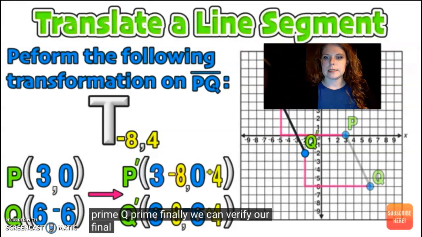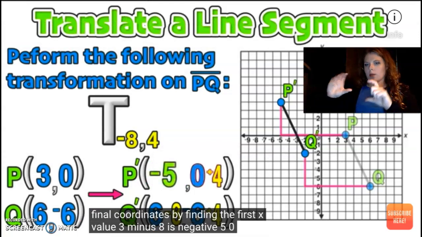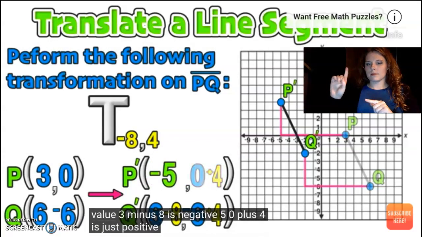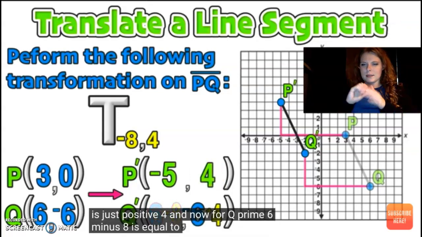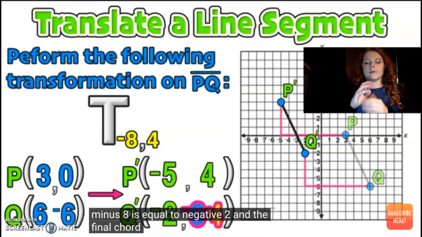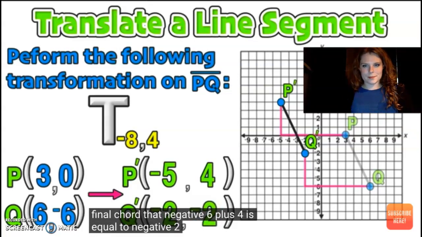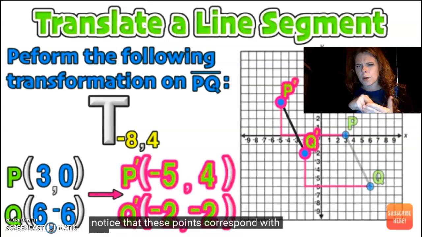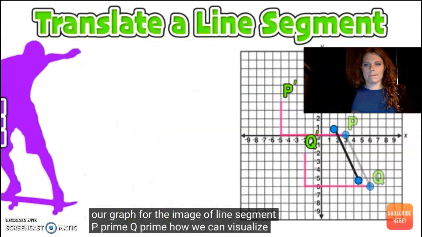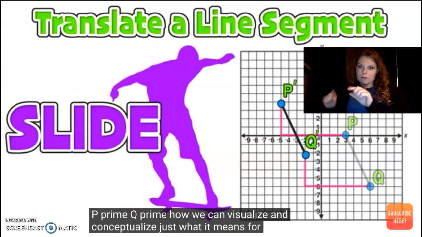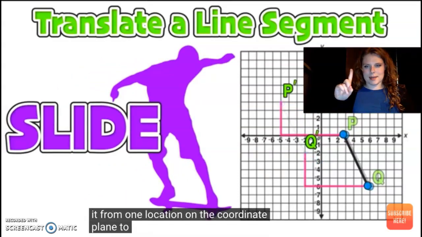Finally, we can verify our final coordinates by finding the first x value, 3 - 8, is -5. 0 + 4 is just +4. And now for Q prime, 6 - 8 is equal to -2. And the final coordinate, -6 + 4, is equal to -2. Notice that these points correspond with our graph for the image of line segment P prime, Q prime. Now we can visualize and conceptualize just what it means for a line segment to be translated by sliding it from one location on the coordinate plane to another.